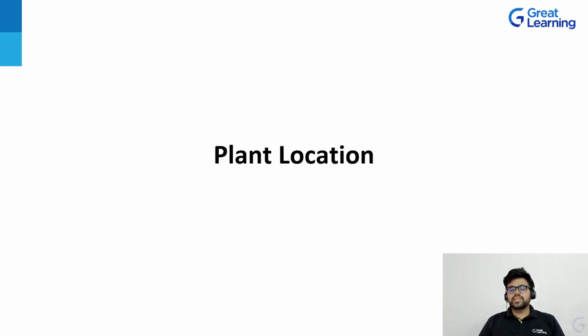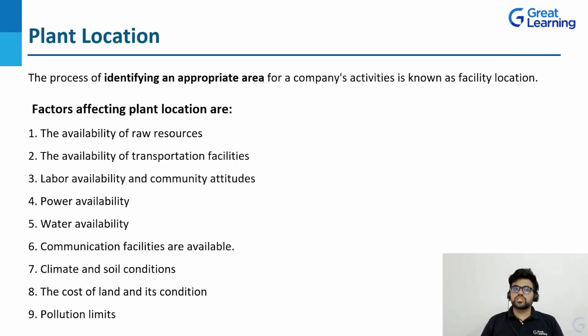All right, now let's go into more depth on the physical aspect of any plant or any production facility, that is, the location of that plant. Now when I talk about location, what does it mean? It means the process of identifying an appropriate area for a company's activity to determine the best suited type of facility with low total cost. Now what are the factors that are included in selecting a plant location?